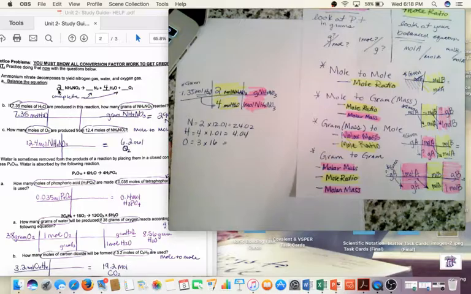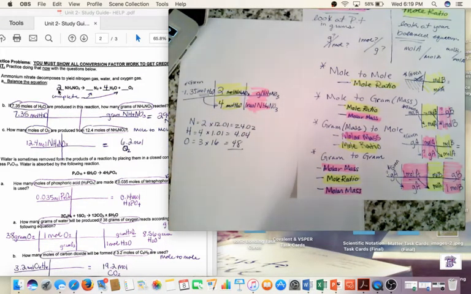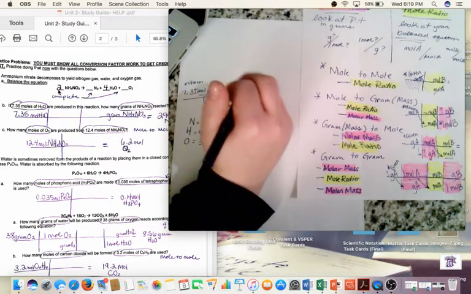So 3 times 16 is 48. So now, since we have each of those amounts for each of the individual elements, we can add them up. So 48 plus 4.04 plus 24.02 gives us 76.06.